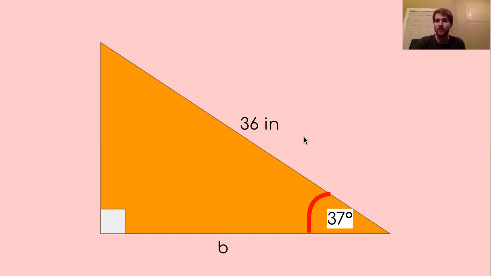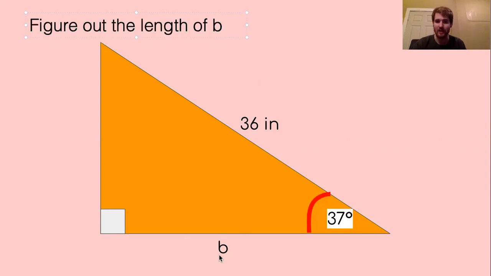This is how do you find the missing side when you have a right triangle using trigonometry. So let's say the problem was figure out the length of B. We want to figure out how long is the side B at the bottom.